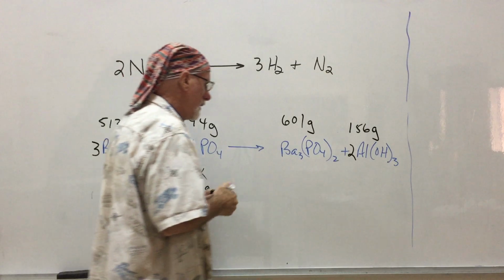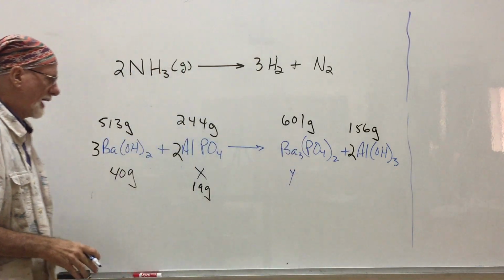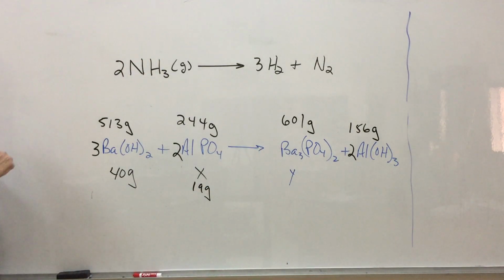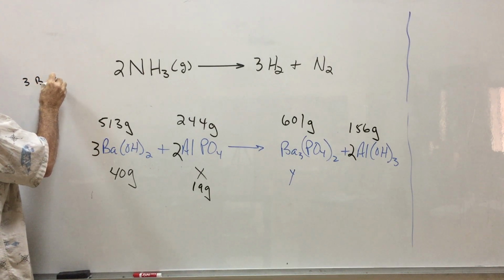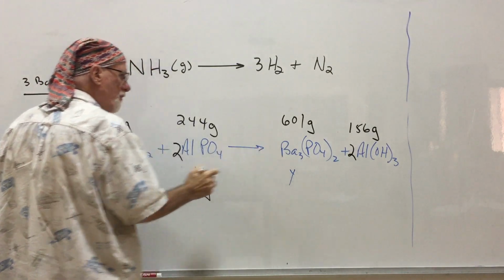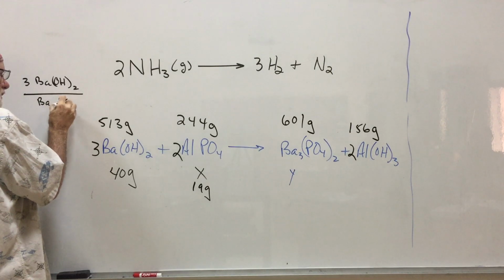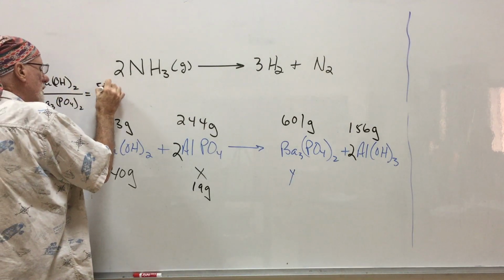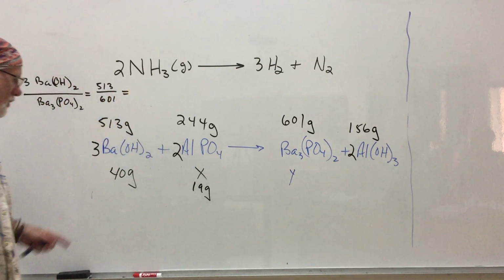I'm going to erase this just for a moment. And I'm going to say, okay, how much of this will I produce? And then that's it. Okay? So I'm going to compare this with this. Correct? So I'm going to say 3 barium hydroxide over 1 barium phosphate, correct? And that's going to be 513 over 601.